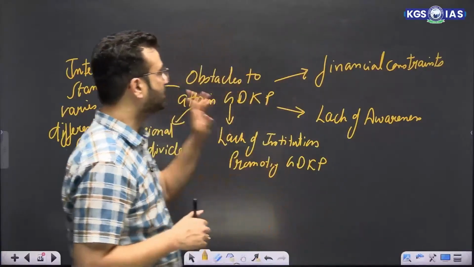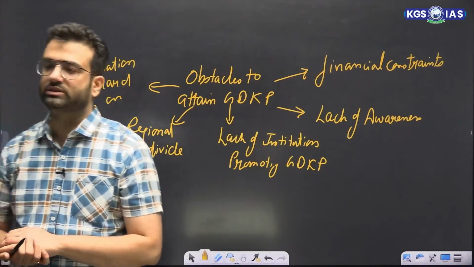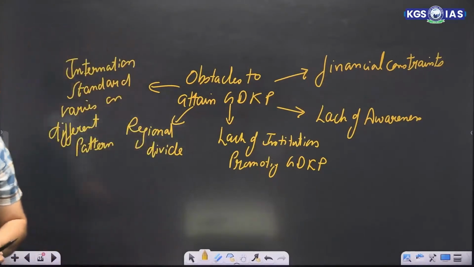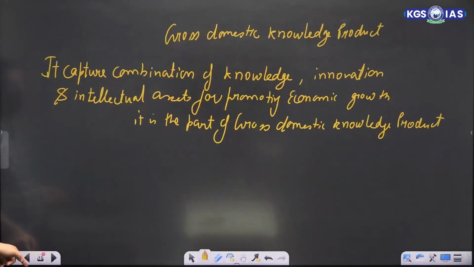So these are the major issues associated with the gross domestic knowledge product. I hope it has been clear to you all. Now, moving ahead, next is total factor productivity of India.